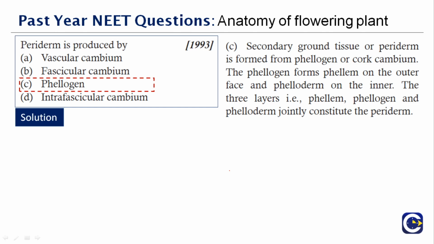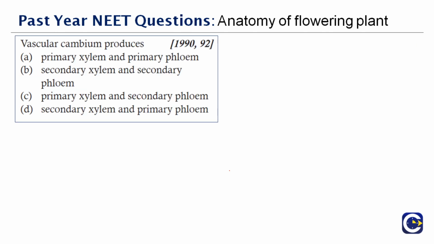So now let's move to the next question here. Vascular cambium produces dash. This question was repeated in 1990 and 92. We already spoke a lot about vascular cambium. Now once again, let me tell you what vascular cambium is. Obviously it will be present in vascular plants. These vascular cambia are the main growth tissue of the stems and roots of many plants, specifically in dicots, especially buttercups, oak trees and other examples.